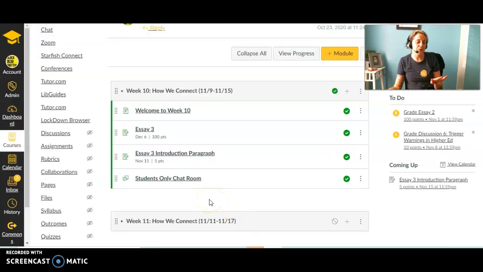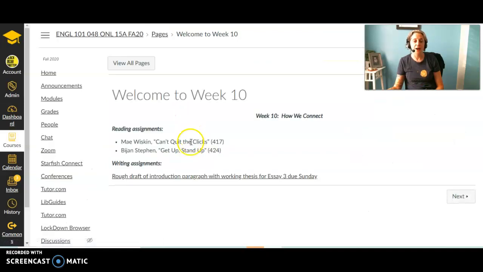No discussion board this week. You don't have to have a class discussion about the essays that you're reading. Both of these students generally find pretty interesting. May Wiskin looking at the idea of like an addiction to digital technology, particularly gaming, if we have any gamers in the class. And then Bijan Stephen looking at social media as a tool for political movements, but specifically Black Lives Matter, that movement. So hopefully you find them interesting. Start thinking about Essay 3. I do want to see the rough draft of the intro by Sunday.